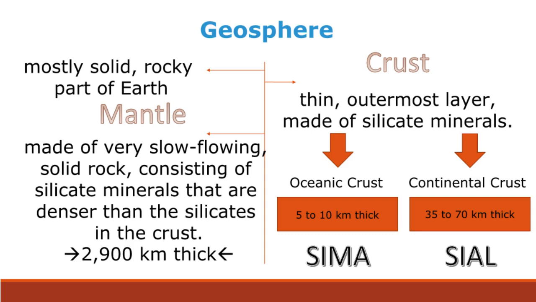That is why we have two types of crust, the oceanic that is 5 to 10 kilometers thick and the continental crust that is 35 to 70 kilometers thick. The continental crust is mostly composed of different types of granites, a type of rock. Geologists often refer to the rocks of the continental crust as sial, which stands for silicate and aluminum, the most abundant minerals in continental crust.